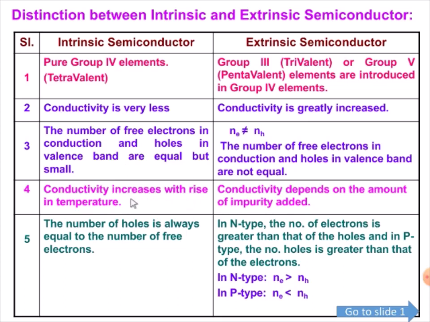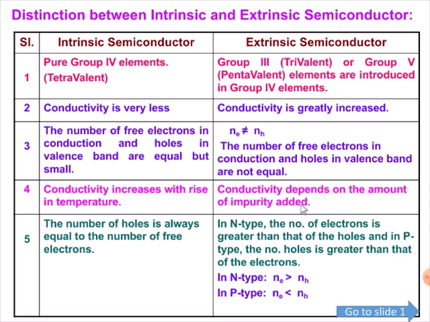Conductivity increases with a rise in temperature in the case of a semiconductor, because as temperature increases, more and more covalent bonds may break up, and so the number of electrons and holes increases. These electrons and holes are the current carriers, so naturally conductivity will increase with a rise in temperature. In an extrinsic semiconductor, conductivity depends, no doubt, on the temperature, and moreover it depends on the amount of the impurity added.